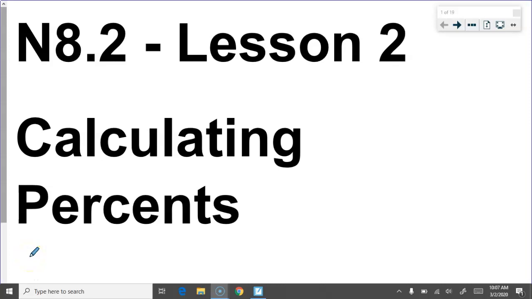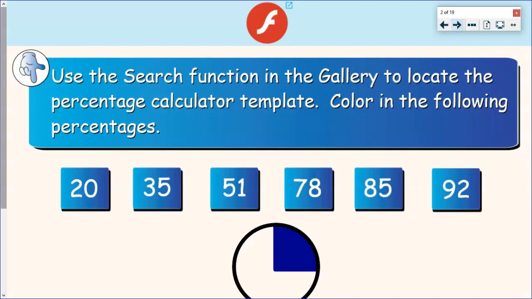Hi everyone, welcome back. Today we're doing lesson 2, N8.2, and we're learning about calculating percents. We're also learning about representing percents. So that's where we're going to start.